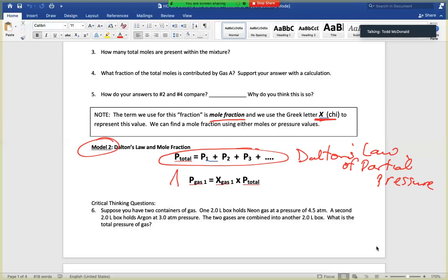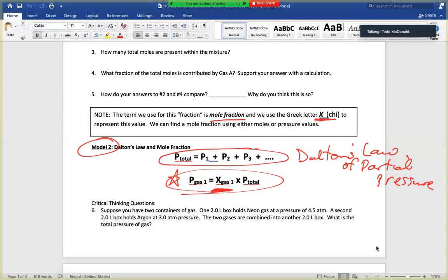And then this right here is a part of it also. The partial pressure of a gas is really related to the mole fraction of the gas.